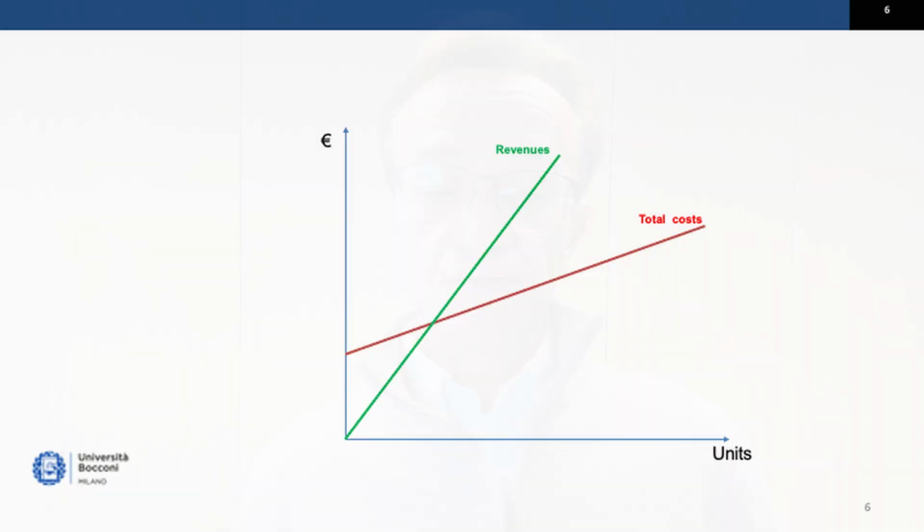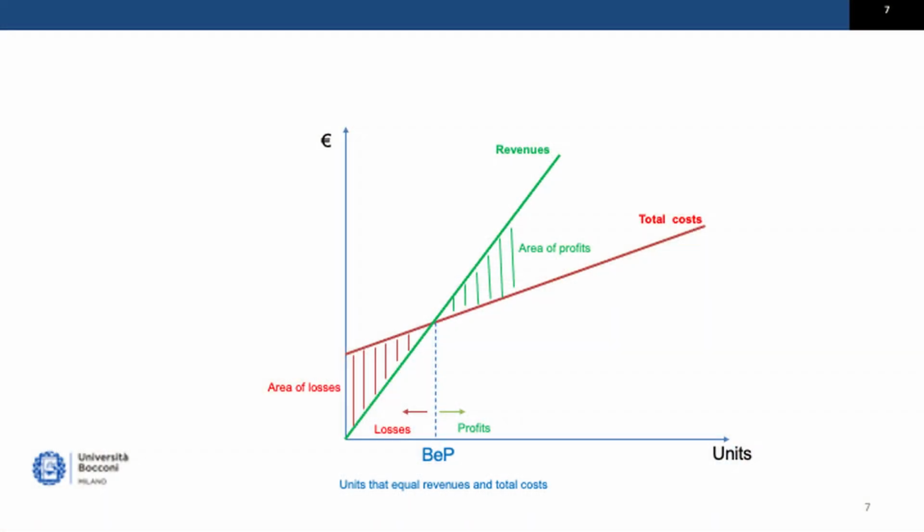What we can see in what is represented here is that the green line of revenues stays below the red line of the total costs until a specific moment, represented by units, when the green line passes through, so becomes higher than the red line. That means that for a specific amount of units, revenues are more than the total cost.